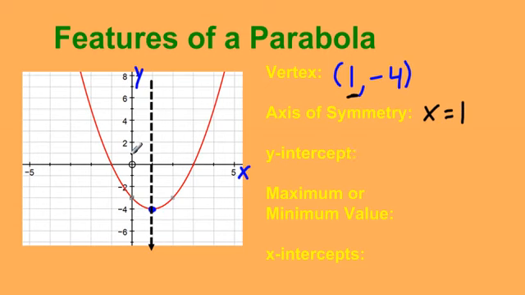The y-intercept is where it crosses the y-axis. Here's my y-axis, and there's where it crosses right there. Okay, so this is the value y equals, and that's down -3.